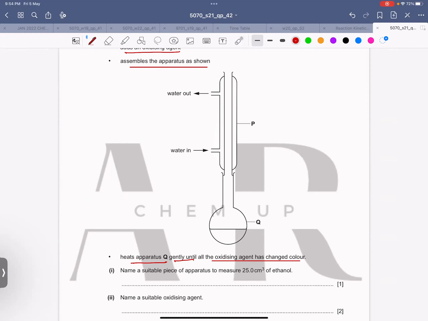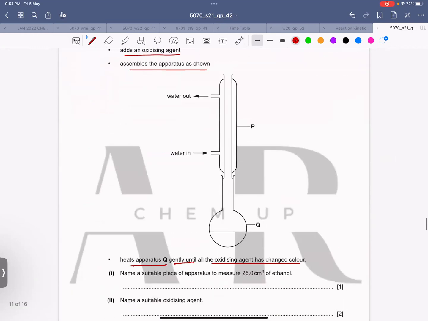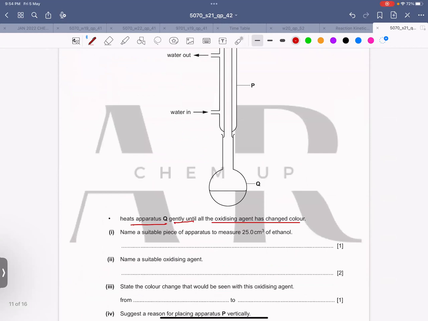Sir, for the apparatus P, can we call it a condensation tube instead of Liebig condenser? Will that be accepted? No, you must say Liebig condenser because its proper name is Liebig condenser.